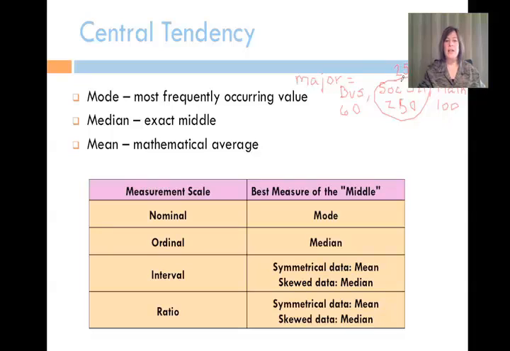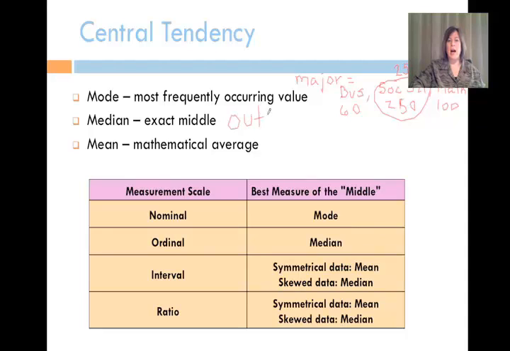So the median is the next one. The median is the exact middle of a set of values. In order to figure out the median, you just list all the scores in numerical order, and then locate the score in the center. That's the median. The beauty of the median is that it's not impacted by outliers.